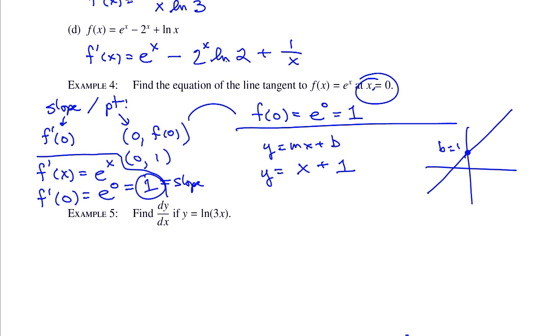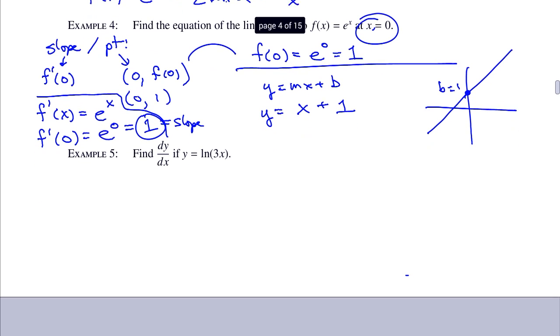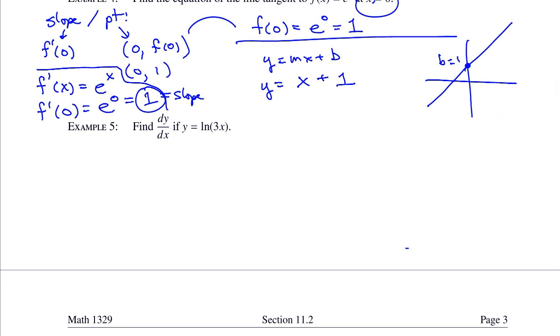All right. Let's look at example 5. Example 5 says, find dy dx if y is equal to the natural log of 3x. Now, again, this is one of those things, we don't know all the rules yet, so we have to do some algebra first. You don't know how to take the derivative of natural log when it's anything other than just x in the argument. So we'll do some algebra.